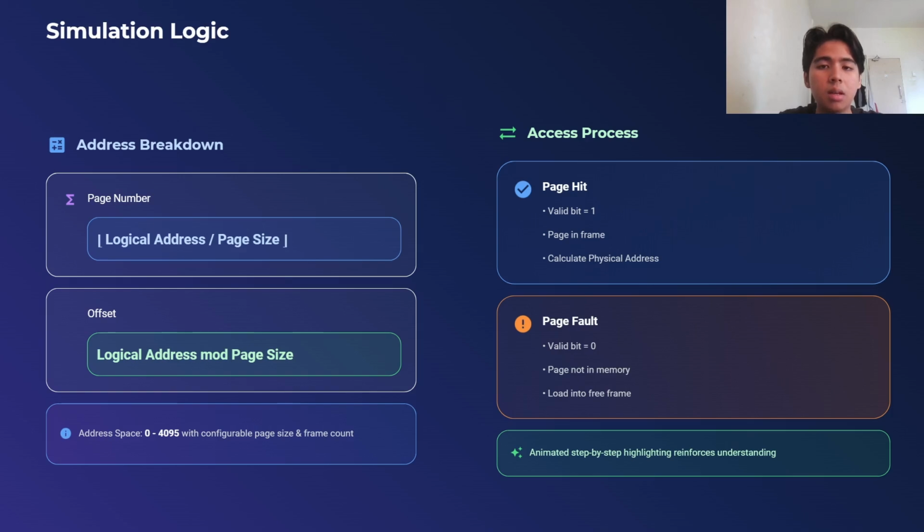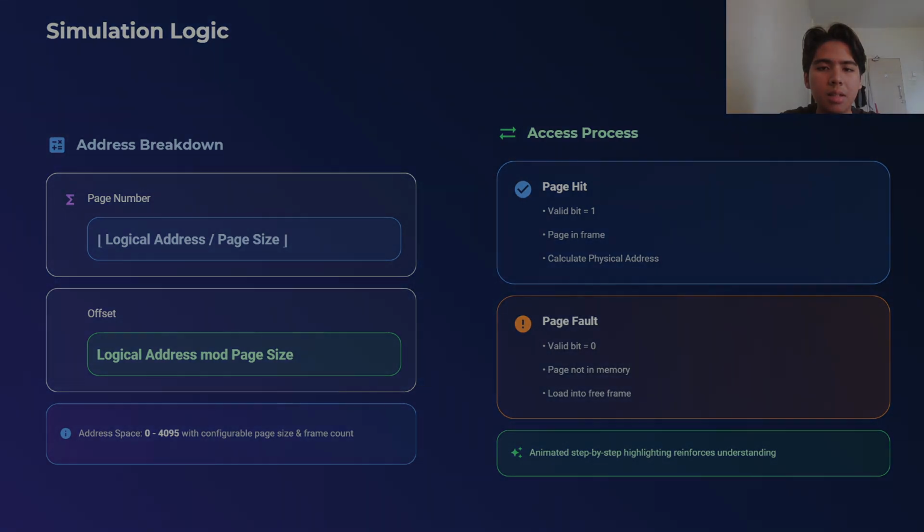For a page hit, we check the valid bit. If it is set to 1, it means the page is currently loaded in a physical frame. The system then combines the retrieved frame number with the original offset to calculate the final physical address. For a page fault, if the valid bit is 0, the system identifies a page fault. This visually demonstrates that the process is not in physical memory, perhaps due to an I/O call, and needs to be swapped in. By animating this address breakdown and lookup process step by step, we help students visualize exactly how the OS manages memory mapping dynamically.